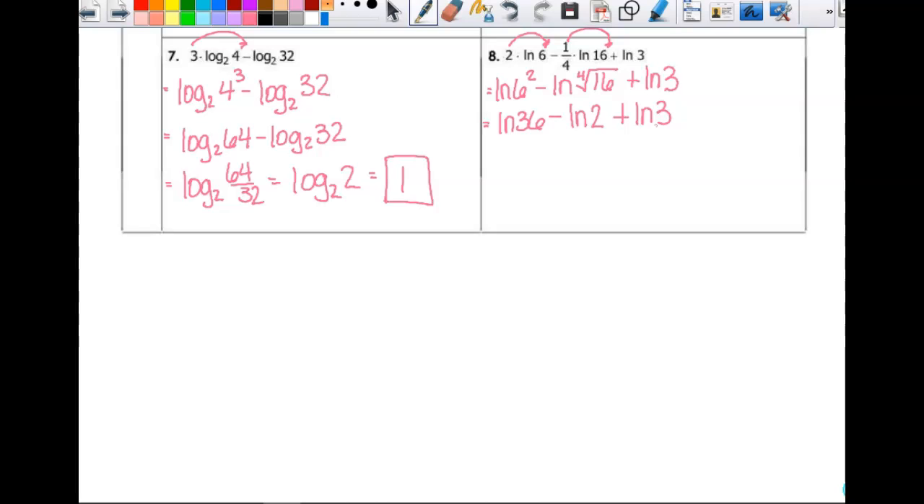So now I can start actually combining them. This is subtraction, so it would become the natural log of 36 divided by 2. What's that? 18 plus the natural log of 3. Then I'm going to have to multiply 3 times 18. What does that give me?